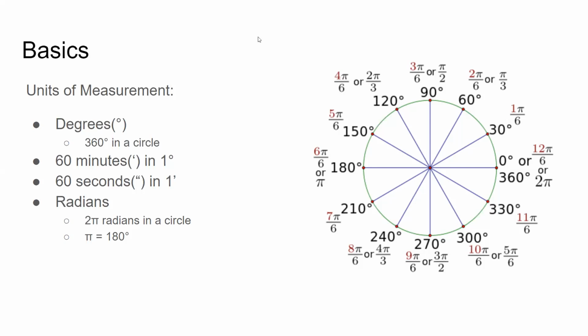The other unit we use to describe angles is radians. It's very commonly used in calculus too. So radians, basically pi is equal to 180 degrees. So a full circle, which is usually 360 degrees, would be called 2 pi radians.